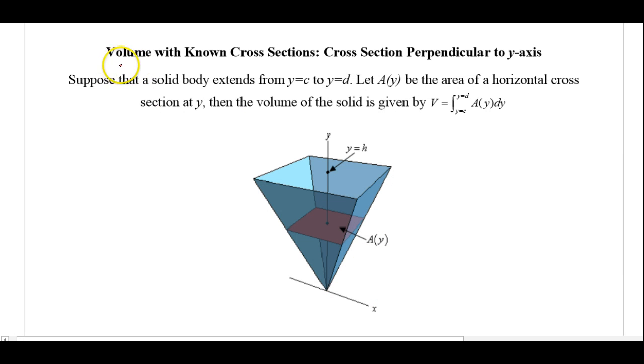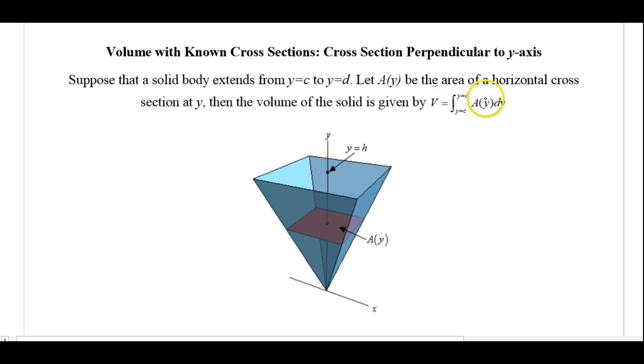Alright, so now we're going to look at what happens when we're trying to find the volume of an object with known cross sections, but the cross sections are perpendicular to the y-axis this time. So we're going to have horizontal cross sections. Suppose a solid body, a three-dimensional object, extends from y equals c to y equals d. Let A sub y be the area of a horizontal cross section at y. Then the volume of the solid is given by the integral from y equals c to y equals d of A of y dy.